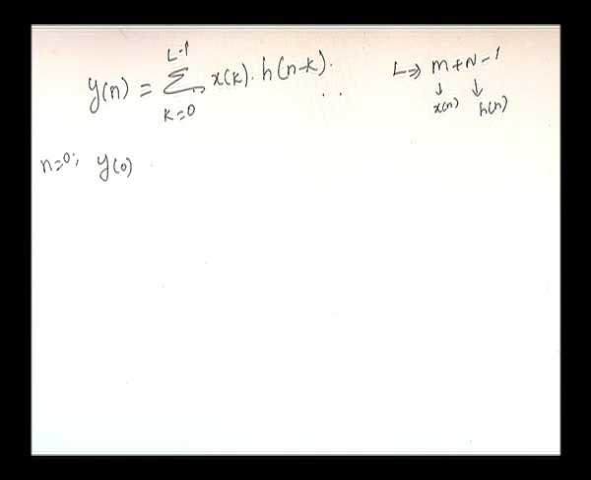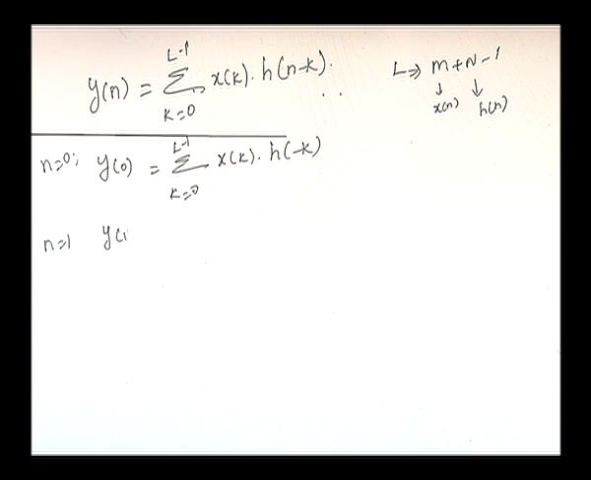y of 0 is equal to summation of k equal to 0 to L minus 1, x of k into h of minus k. Then expand this summation from 0 to L, that is x of 0 h of minus 0, then x of 1 h of minus 1, like that you have to develop. But here we are planning to write the coding only, so it is generated automatically.